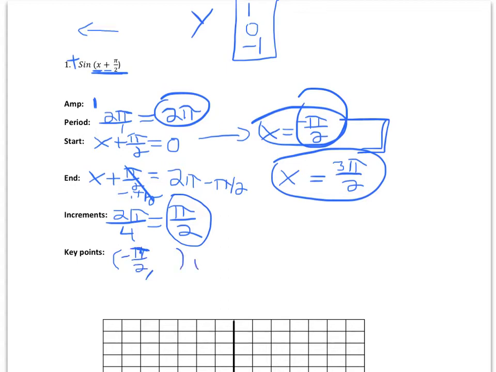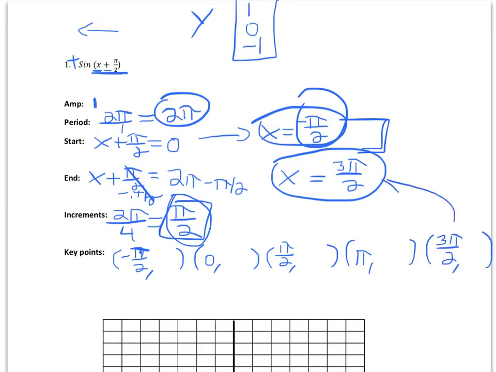Okay. Then for the next one, I'm going to add the increments to it. So if I add pi over 2 to negative pi over 2, I get 0. If I add half a pi to that, I get pi over 2. If I add half a pi to that pi over 2, I get 1 pi. And then if I add half a pi to that, I'm going to get 1.5 pi, which turns out being 3 pi over 2. And that's good. It matches up with where I should end. So I know I'm good. Really, you'll see the toughest part is just getting the x values for all the key points. The y values should be real easy.